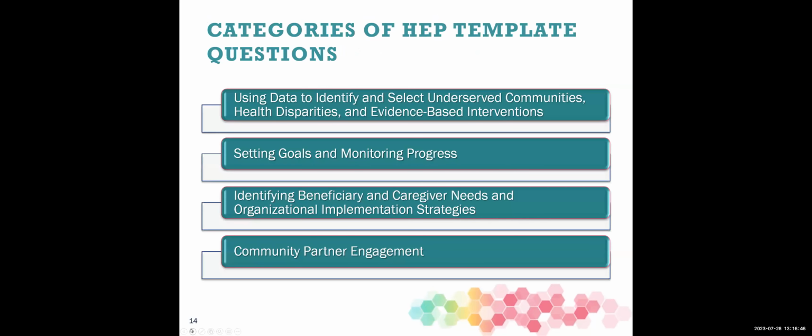So the preliminary HEP template consists of 12 questions across 4 categories. And those 4 categories are using data to identify and select underserved communities, health disparities, and evidence-based interventions, setting goals and monitoring progress, identifying beneficiary and caregiver needs and organizational implementation strategies, and community partner engagement. So we'll walk through the HEP questions and discuss helpful tips and tactics for responding to the questions to complete your HEP. Next slide, please.